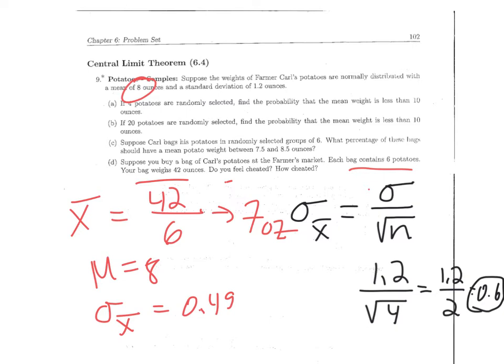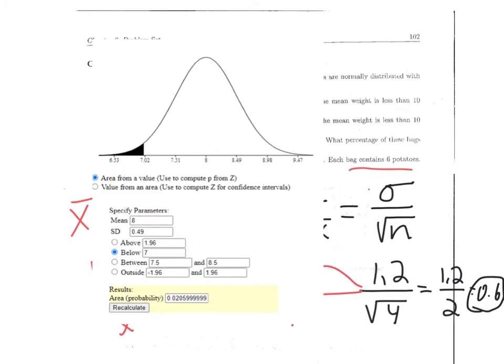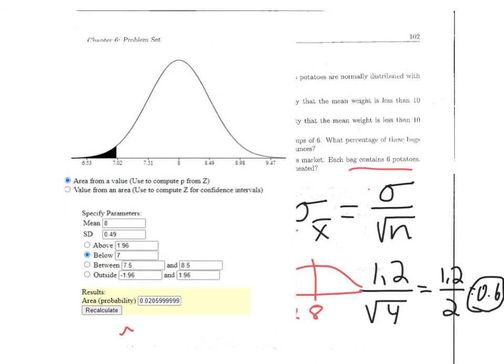Let's throw this into David Lane. Here's a quick sketch, and then we'll make sure it's what we're seeing in the David Lane applet. 8 is the mean, 7 is the average weight for this bag of potatoes we bought, and we're looking for that area, that probability. So I put those numbers into the David Lane applet, below 7.